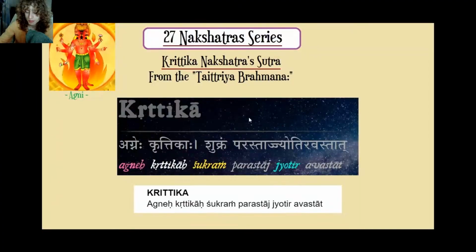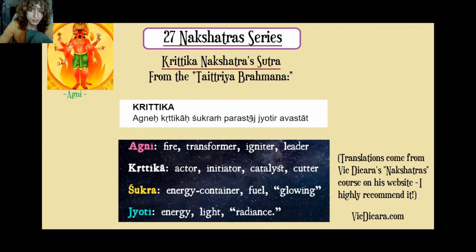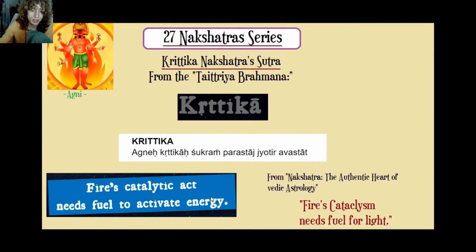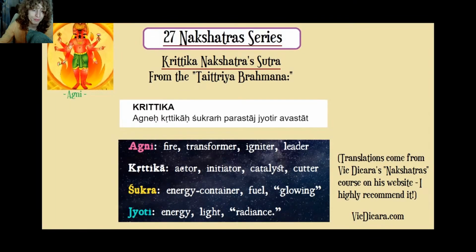Now we're going to dig a little bit deeper here and get into how Vic Dicara translates the passage. And he's kind of telling us the same thing that I just ran us through, of course. Agni can be translated as fire, transformer, igniter, and leader. So this leadership quality of agniyeh, this ignition, and even its transformative quality. So agniyeh Krittika. Krittika is agni. So Krittika is really like the action of agni. The cutter. It's an actor, it's an initiator, and a catalyst is an important word that Vic is going to be using in his actual definition.